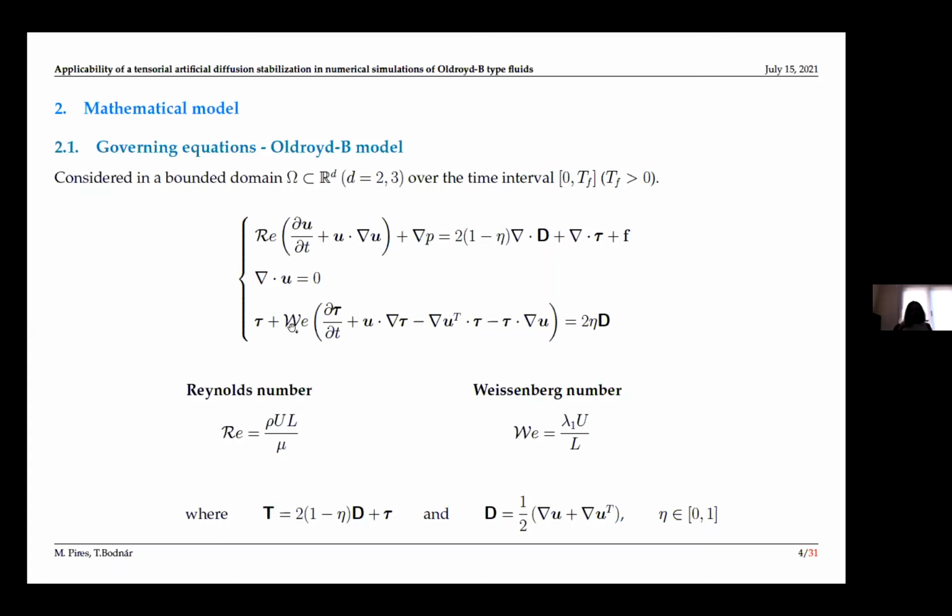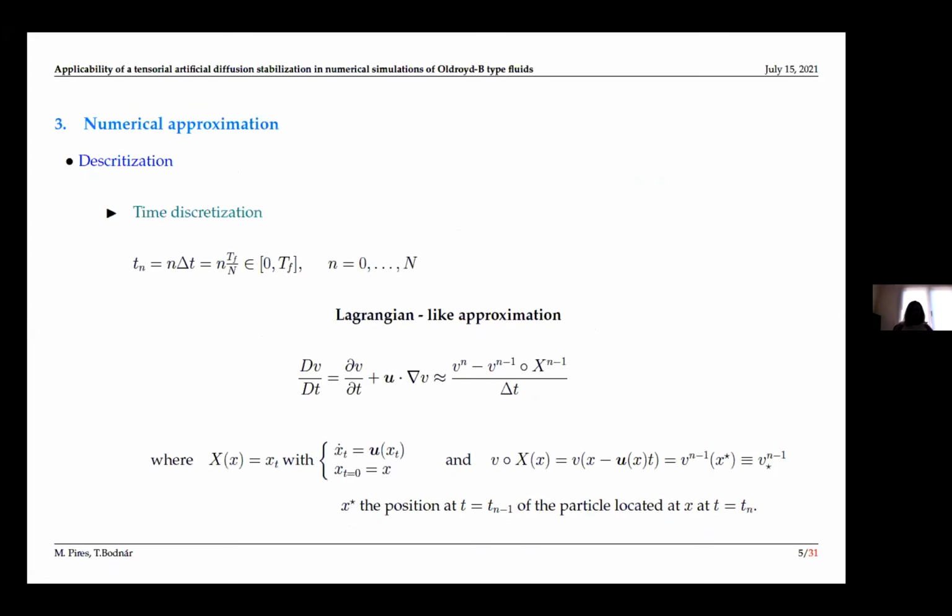Remark then that when Weissenberg is equal to 0, in fact, we have a proportionality between the elastic stress tensor and the Newtonian tensor, and in this case, this system reduces to the Navier-Stokes equations. To discretize our problem, we follow the root method.